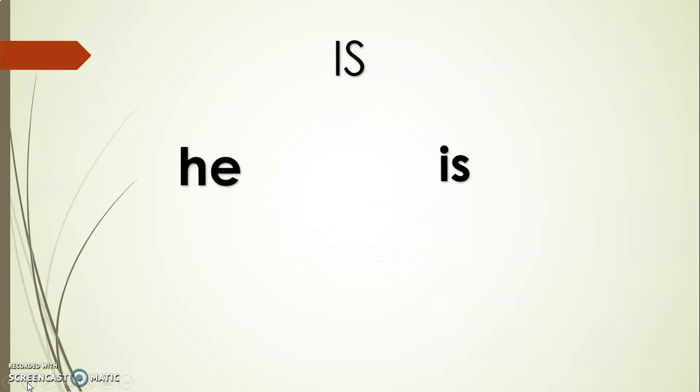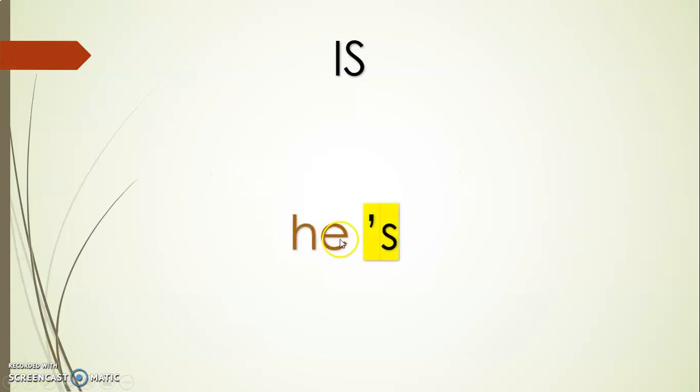All right, he is. So I want you to think for a second, what letter is going to be replaced by a dash or apostrophe to make a contraction? He is. What's going to change here? I think you're starting to get it, but let's see. So he is becomes he's. So that I, again, is replaced by the apostrophe.